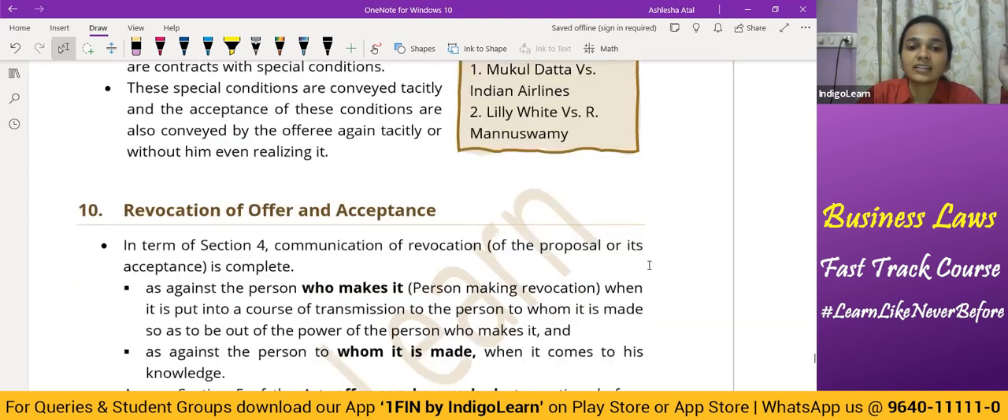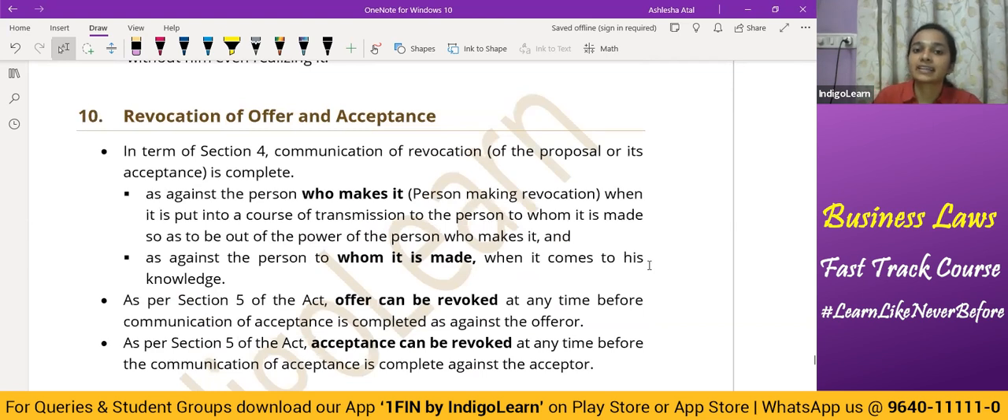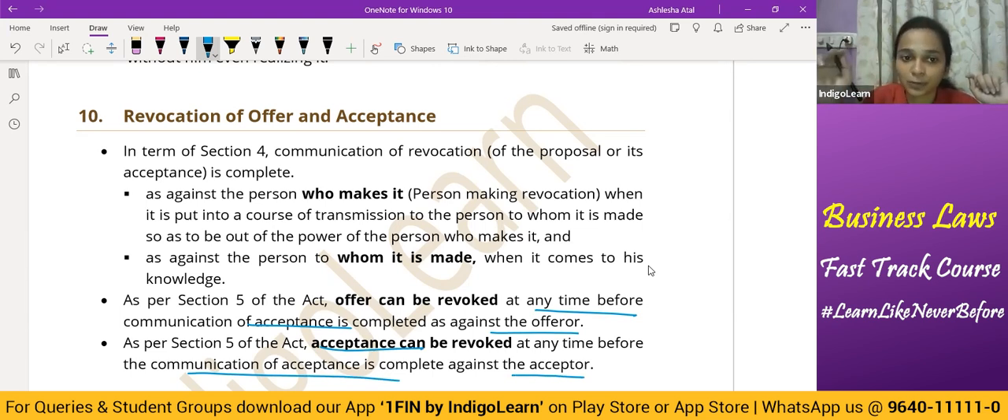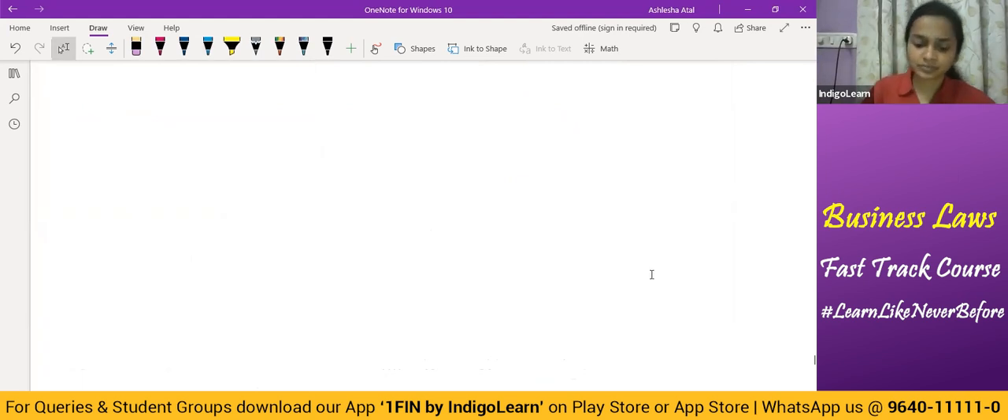Now let's talk of revocation of offer and acceptance. An offer can be revoked at any time before communication of acceptance is complete against the offerer. So as we have understood already, an offer can be revoked before the completion of communication of acceptance from the offerer's point of view, and acceptance can be revoked at any time before the communication of acceptance is complete from the acceptor's point of view. Now talking of communication of revocation.